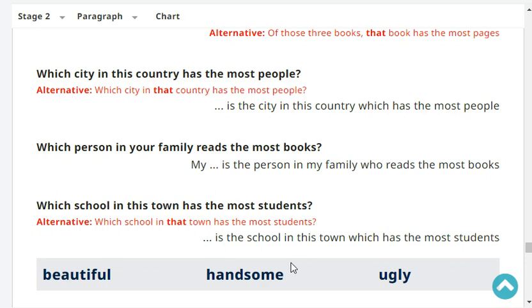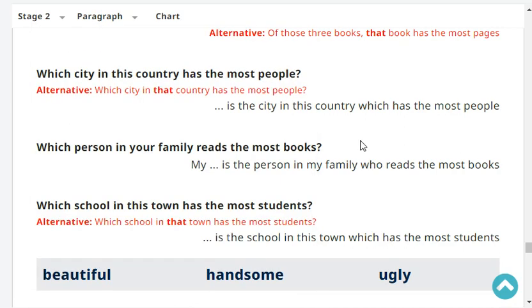Very good. Which school in your town has the most students? ABC school is the school in my town which has the most students. Very good. Okay, and that's the end of our revision.